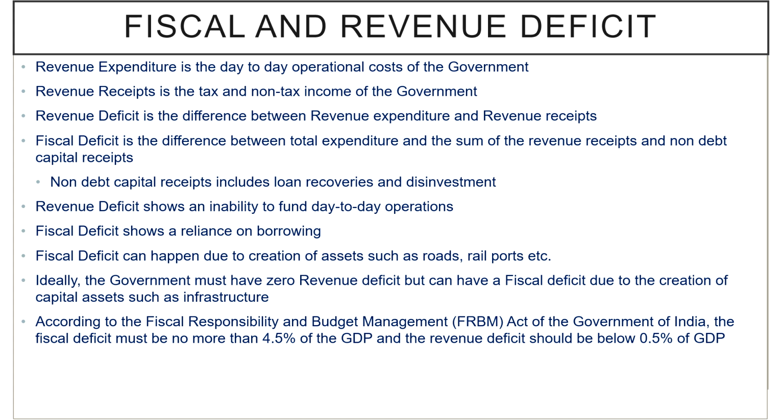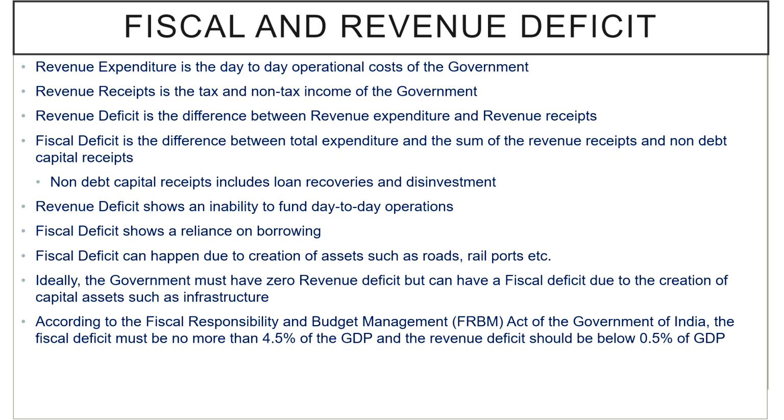Fiscal and revenue deficit. Revenue expenditure is the day-to-day operational costs of the government. Revenue receipts is the tax and non-tax income of the government. Revenue deficit is the difference between revenue expenditure and revenue receipts. Fiscal deficit is the difference between total expenditure and the sum of the revenue receipts and non-debt capital receipts. Non-debt capital receipts includes loan recoveries and disinvestment.